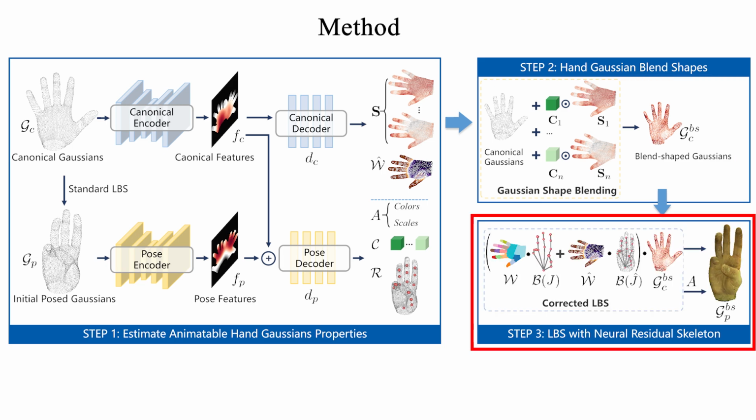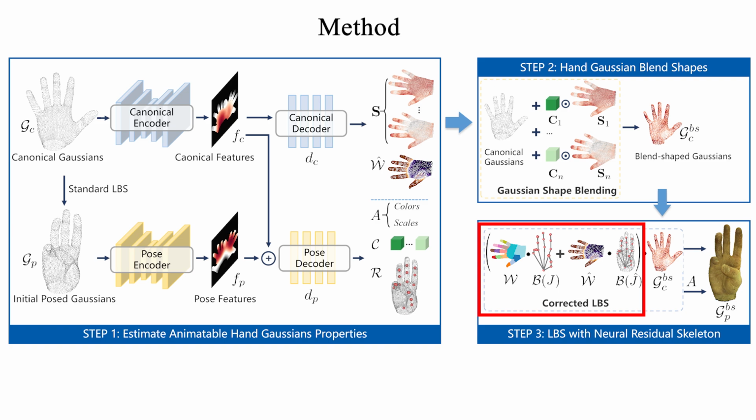The third step is to use linear blend skinning with neural residual skeleton to deform the blend-shaped Gaussians, and attain the final posed blend-shaped Gaussians for splatting rendering. The neural residual skeleton and the learned residual skinning weights together act as a residual term to rectify the linear blend skinning.